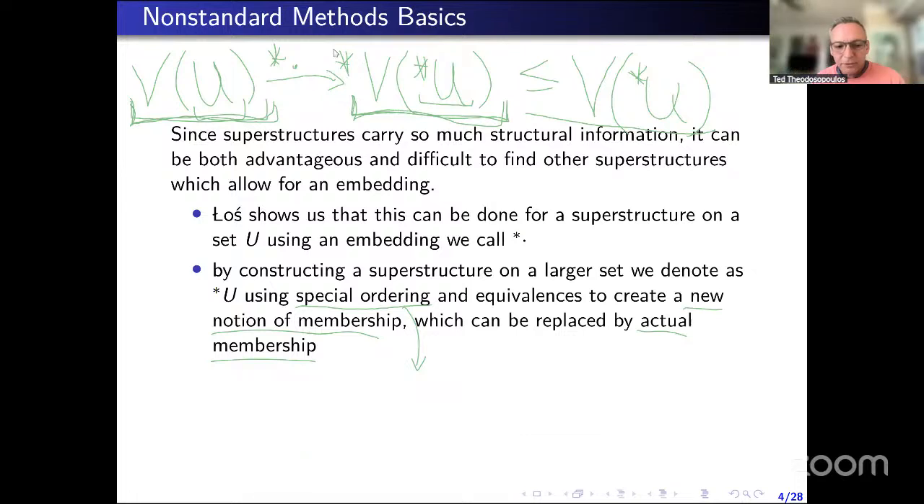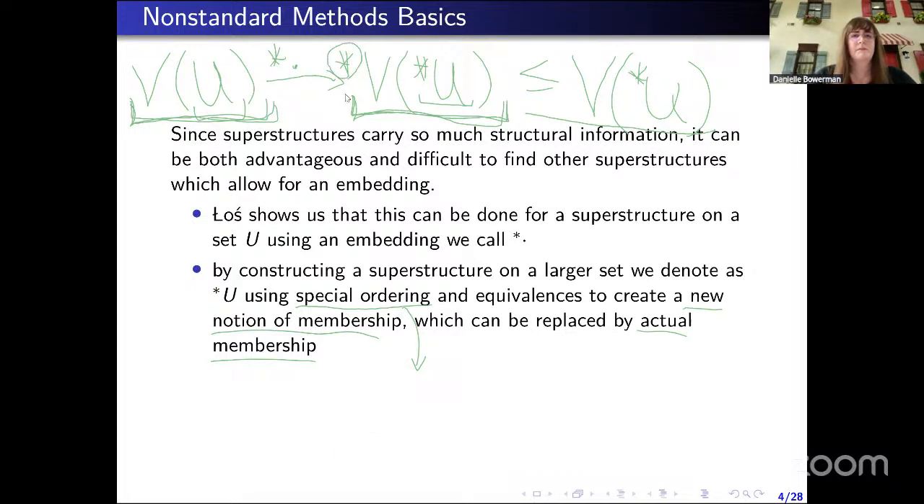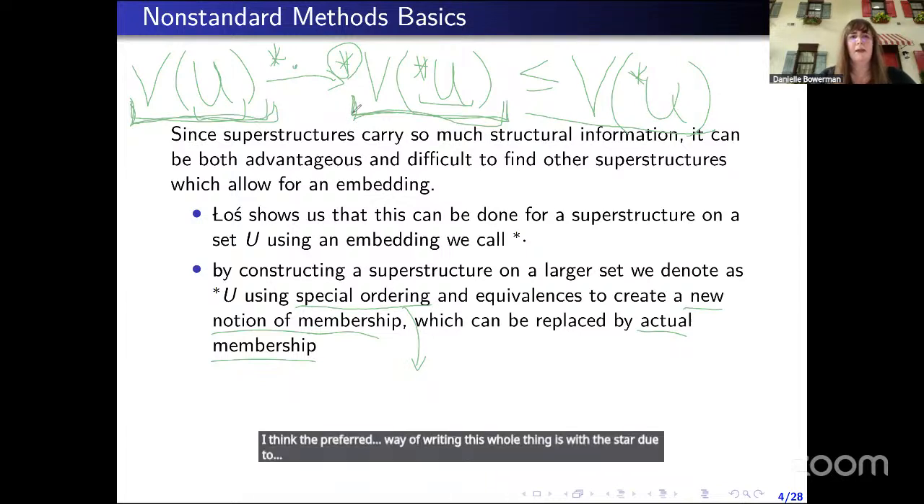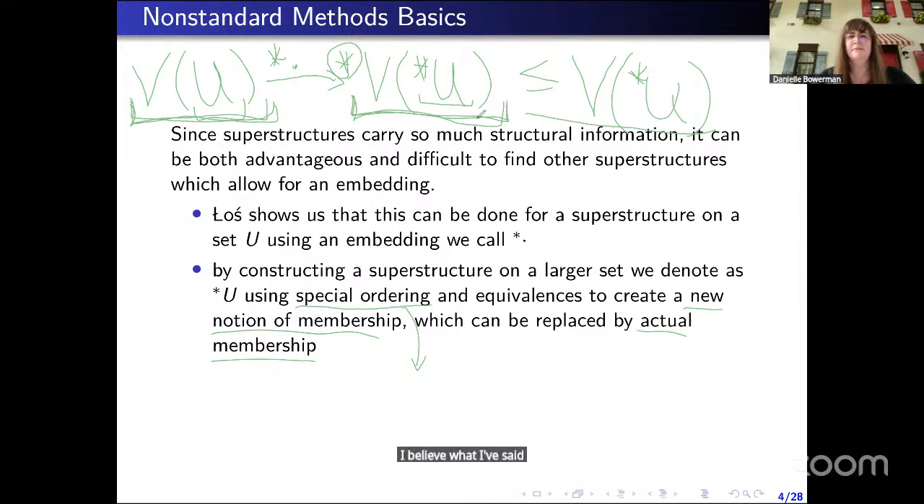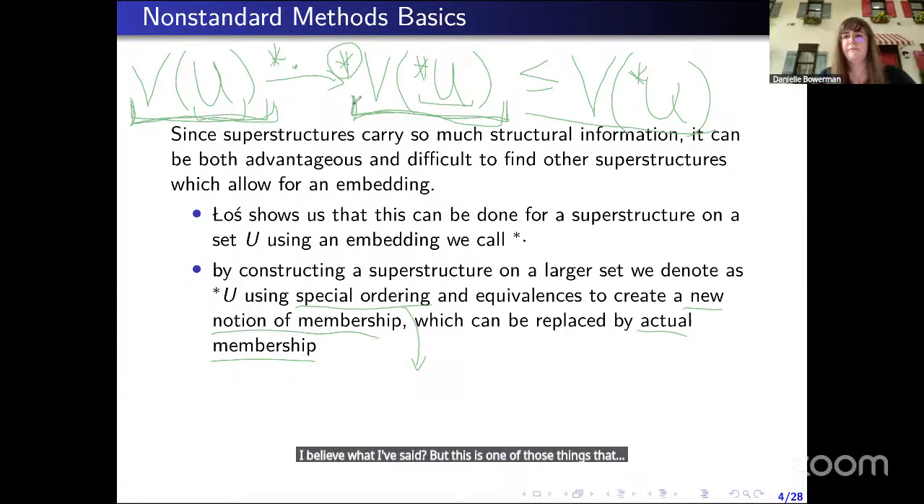Yorgos has a question. Sorry, go ahead. Complete your thought. I think the preferred way of writing this whole thing is with the star, due to what I've said. But this is one of those things that, yes, did you have a question?